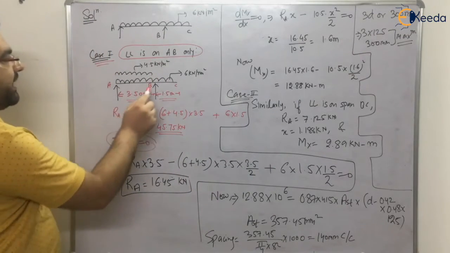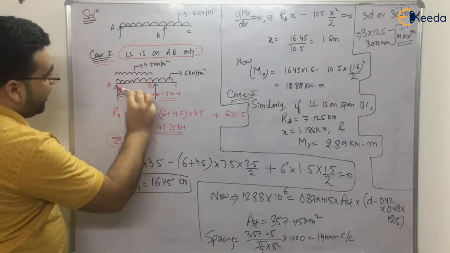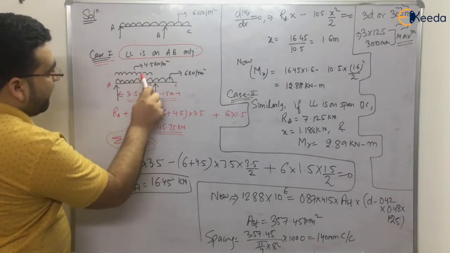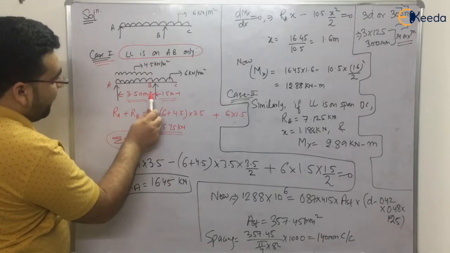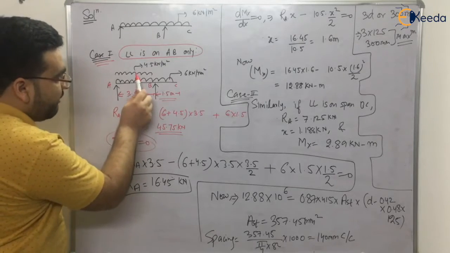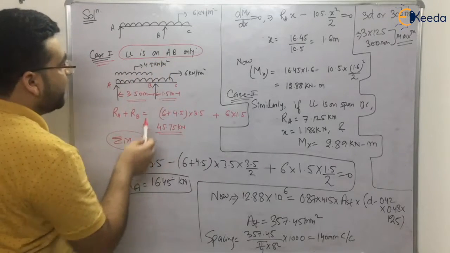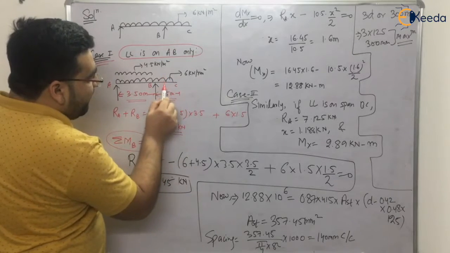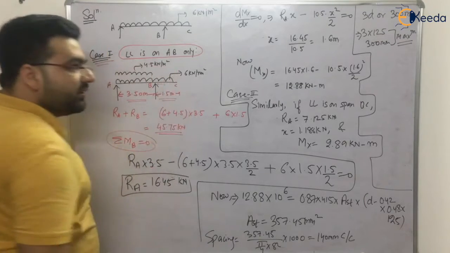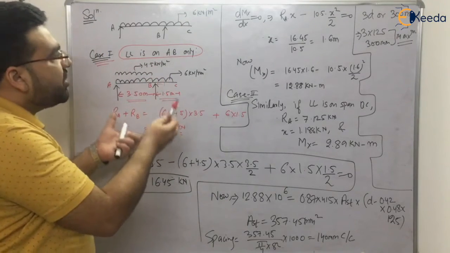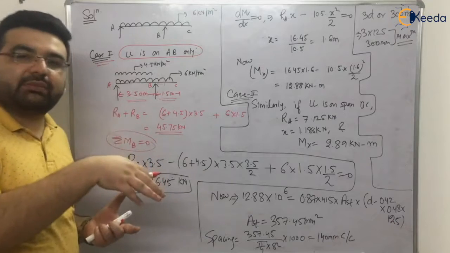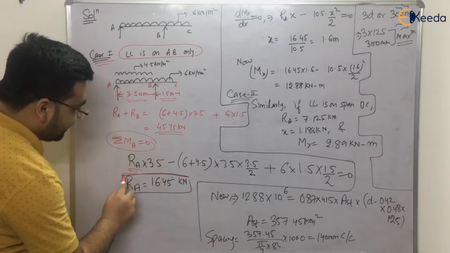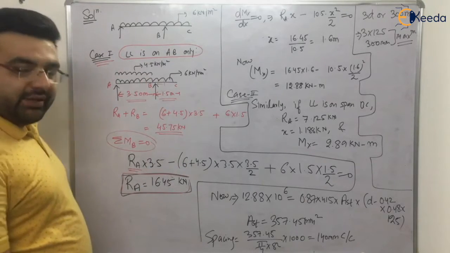Taking the moments about B equals 0. So RA into 3.5, clockwise positive, minus 6 plus 4.5 into 3.5 into 3.5 divided by 2, minus anticlockwise, and here we have BC, so 6 into 1.5 into 1.5 divided by 2. But this is a basic structure analysis, basic shear force bending moment diagram thing, okay? So we will be getting RA comes out to be 16.45 kilonewton, right?